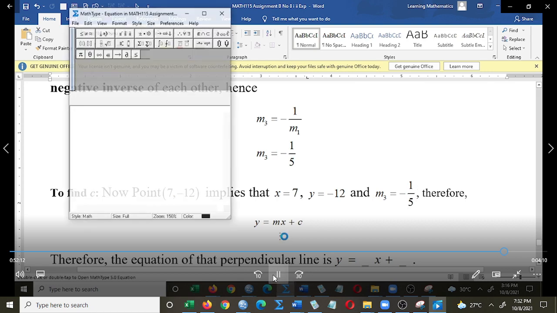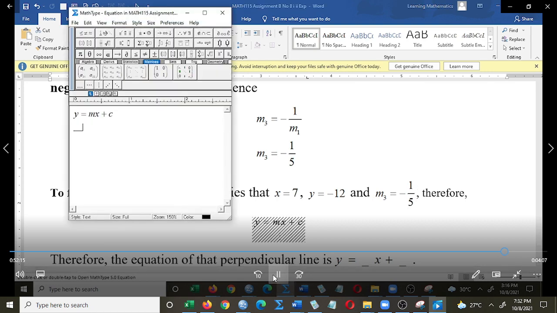Y is equal to mx plus c. We have to substitute a number in this basket, another one here, and another one here, and all that is to find C, isn't that so? What number comes in that first basket? Negative 12, that's y. Y is equal to negative 12. M is equal to what we said? Negative 1 over 5.